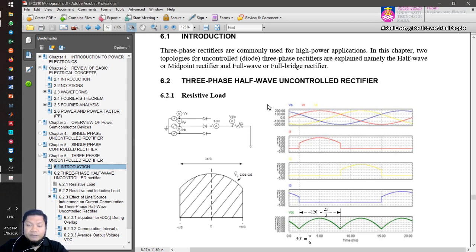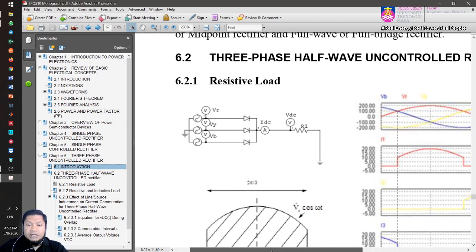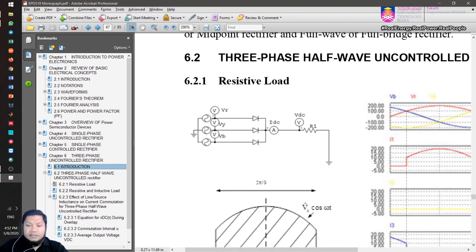So we have an uncontrolled rectifier. Let's look at the circuit connection. What we're going to do is we have a three-phase supply at the front side. So we have V red, V yellow, and V blue. Each of the phases here will be connected to the anode of the phase diode. For example, we have a diode red, then you have diode yellow and diode blue. So the anode will be connected to the positive terminal of each of the phase supply.